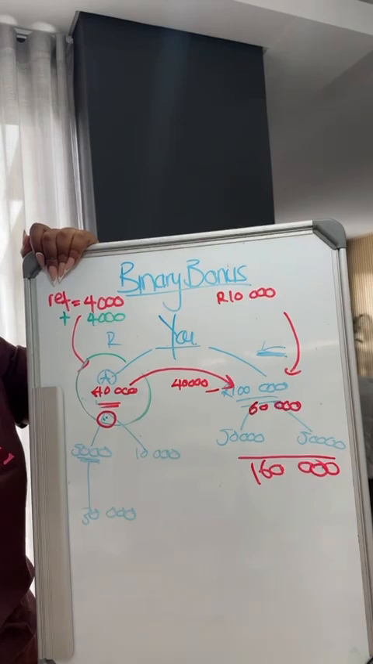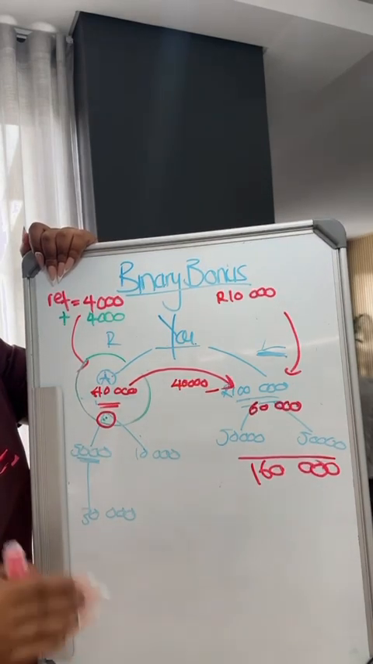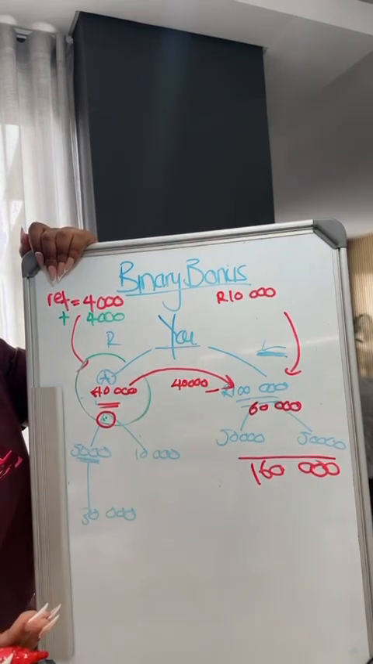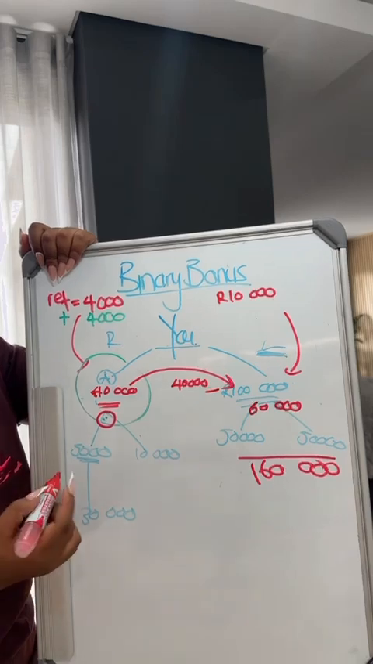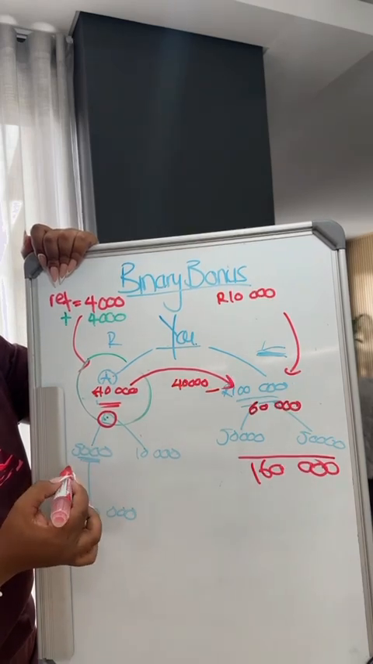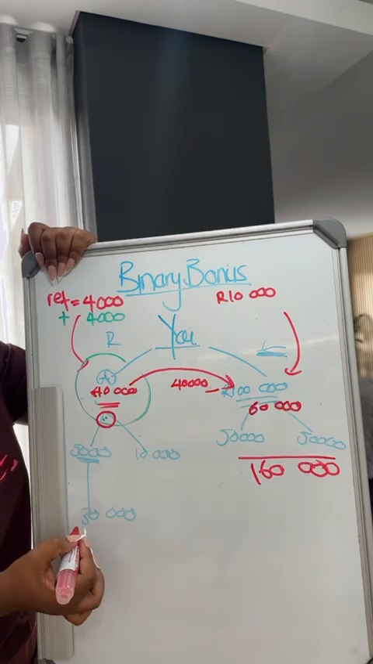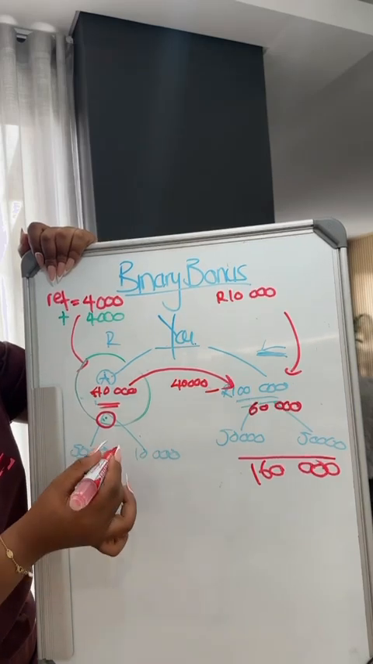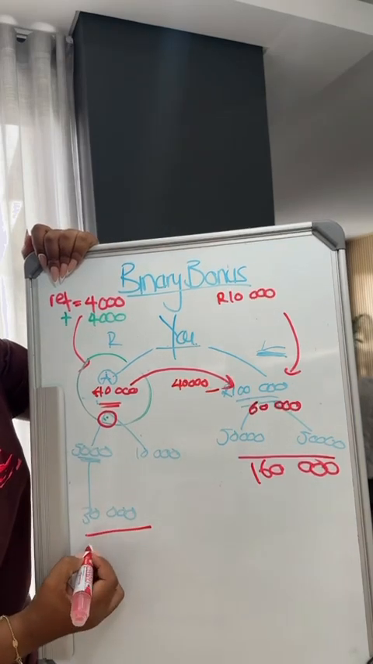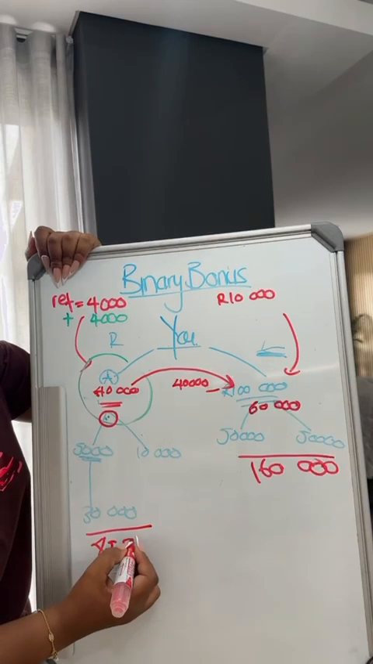And let's look at the other side. You and your new customers on the right hand side brought in new business, brought in new customers that activated trading packages. So we have a 5,000 customer, we have a 10,000 customer, we have a 30,000 customer. So in total, guys, we have how much? We have 45. So the points this side is 45,000.